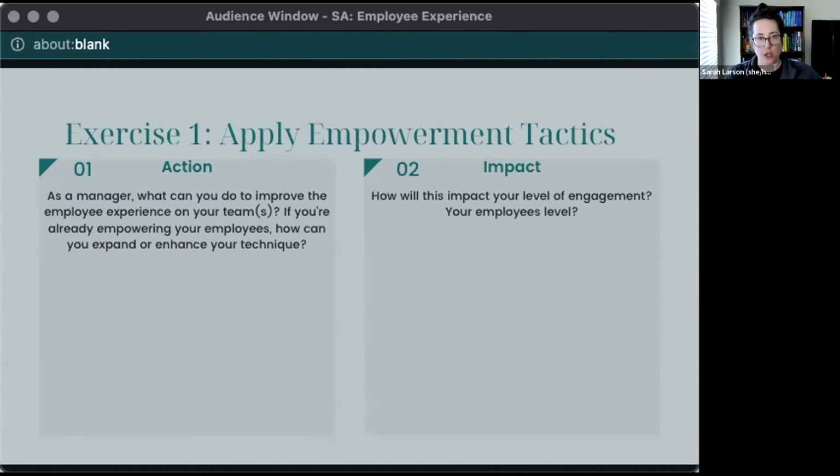And then after you write all that down, you're going to move on to impact. For each thing that you list, think about how that'll impact your level of engagement personally as a manager, and also your employees' level of engagement. Does that make sense? Any questions on this portion? Summer shaking her head. Loving it, Summer.